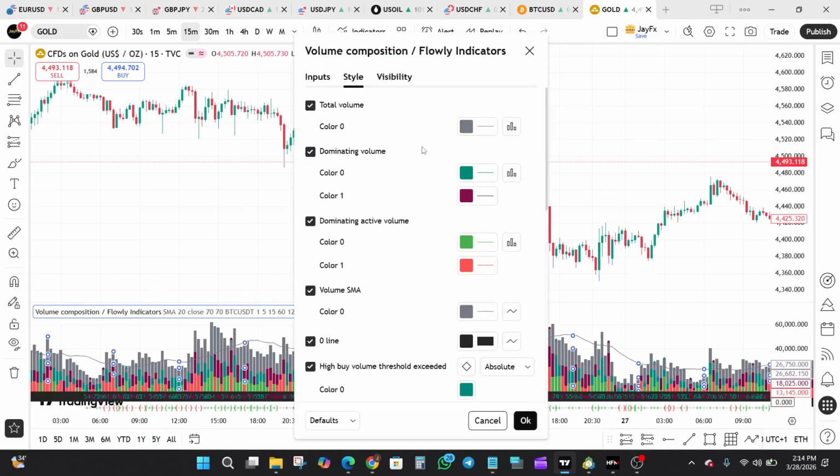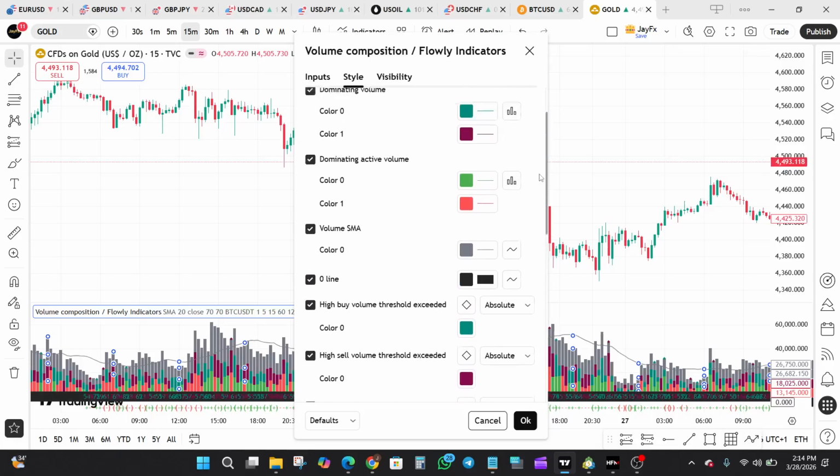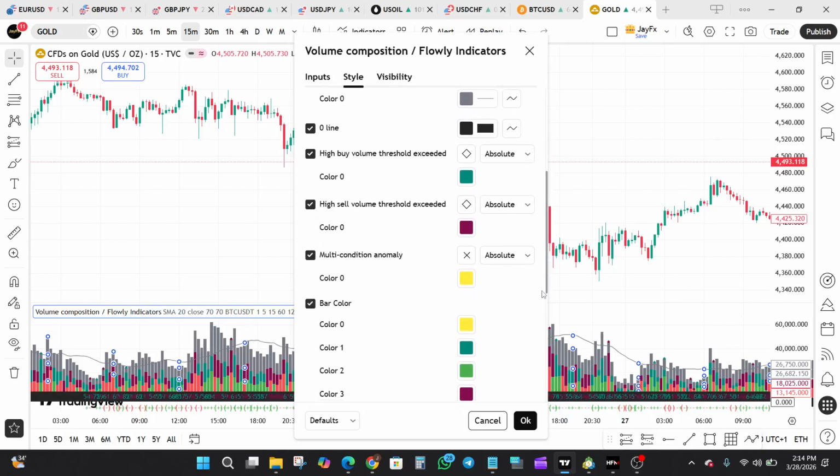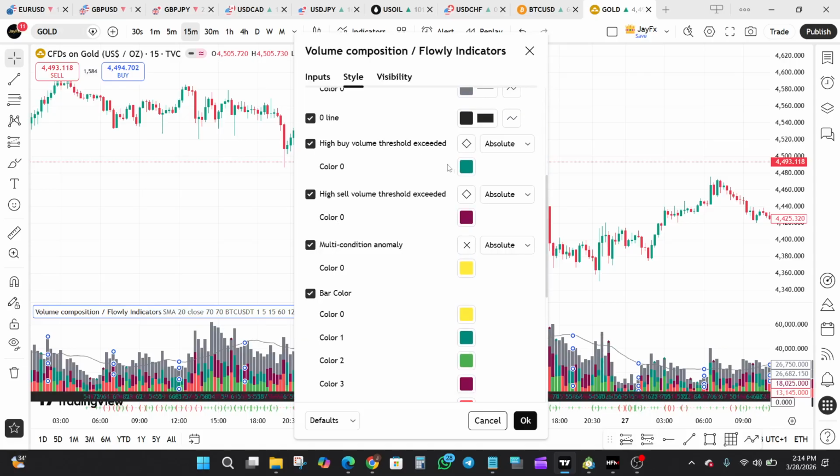So we can see that, based on the settings, the indicator changes color depending on the dominating volume. As we can see, the dominating acting volume. And then we will notice that when the high buy volume threshold is exceeded, this is the color that is being displayed. Now we want to go through the settings so that we can understand what each color represents. And then when the high sell volume threshold is exceeded, we have this magenta color being displayed.